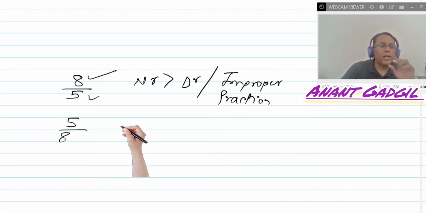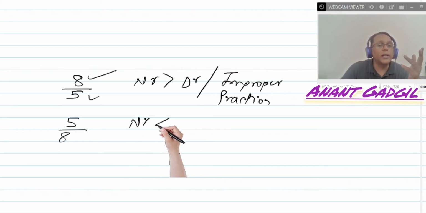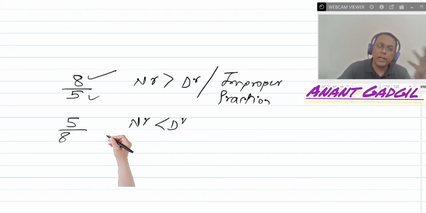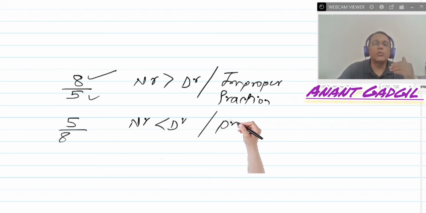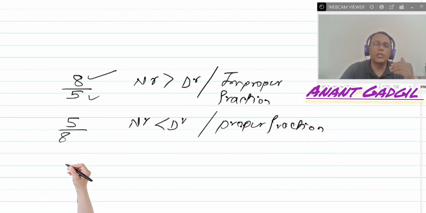If it is vice versa, if the numerator is smaller and the denominator is greater, then it is called a proper fraction, students. Okay, this is a proper fraction.